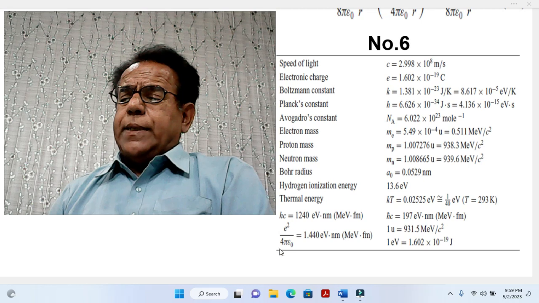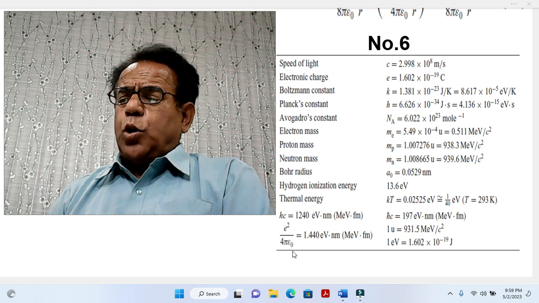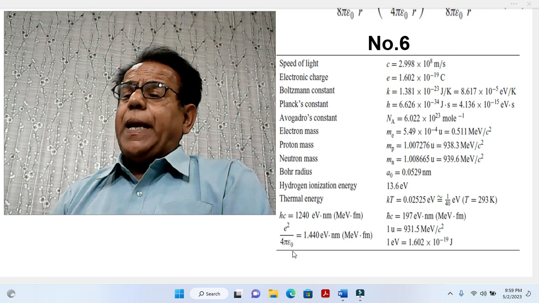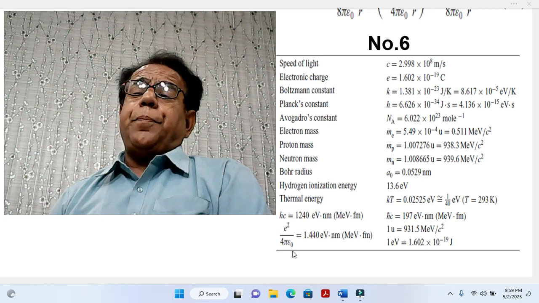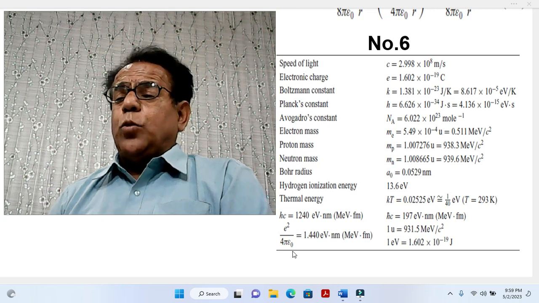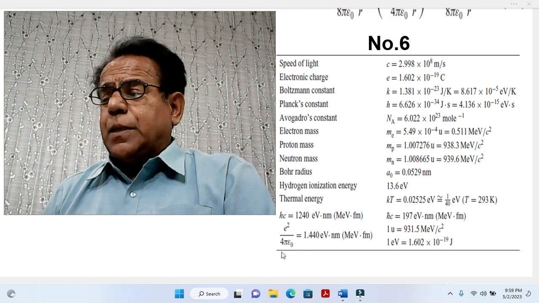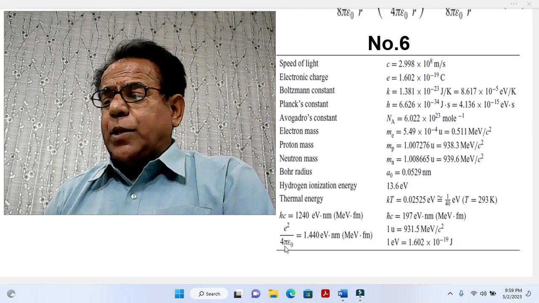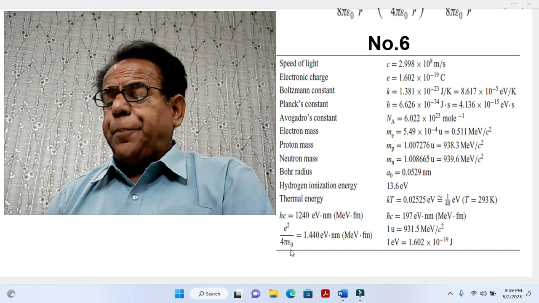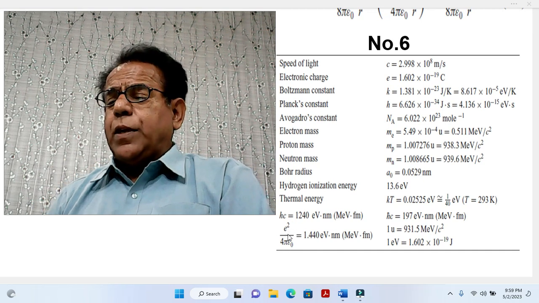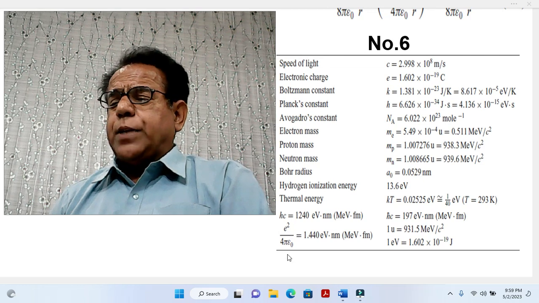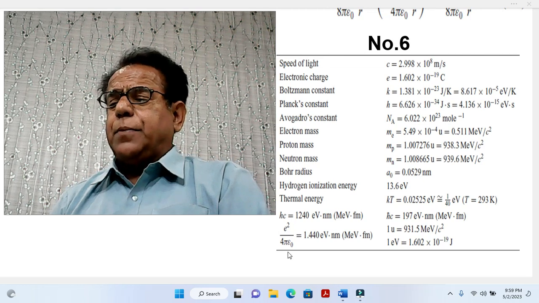combined constant e square over 4 pi epsilon naught, which may have some specific name, but up to my existing knowledge I do not know the name of this combined constant. That is e square over, Coulomb constant, electrostatic constant, small k.